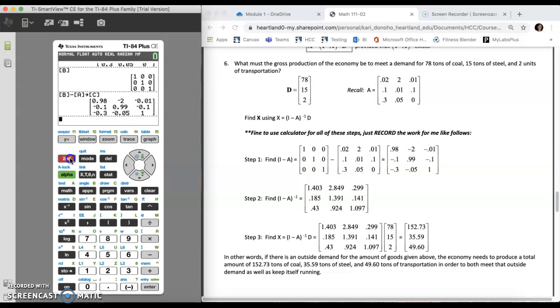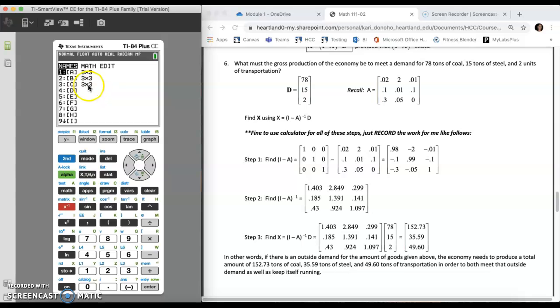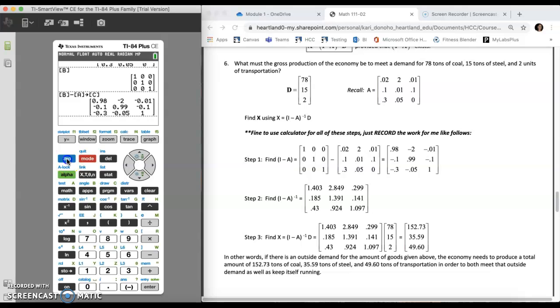And what's so nice about that is that now if I go under my matrix menu, I have created a matrix C that has this stored in it. Why that's helpful is because your next step is to find the inverse of this. So I can now call up my matrix C, which is this subtraction right here, and I just hit the inverse button on that.